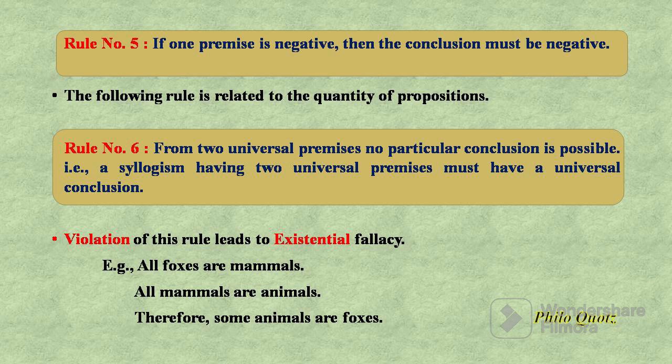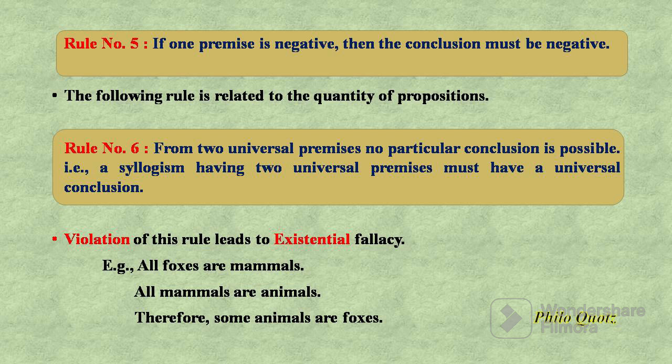The following rule is related to the quantity of propositions. Rule number 6: from two universal premises, no particular conclusion is possible. That is, a syllogism having two universal premises must have a universal conclusion. Violation of rule number 6 leads to the fallacy called existential fallacy.